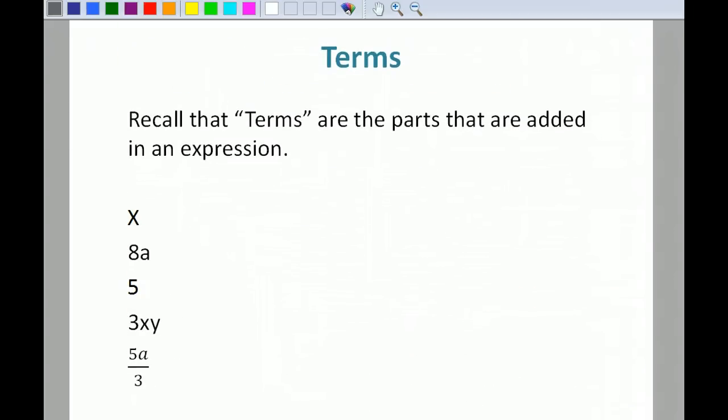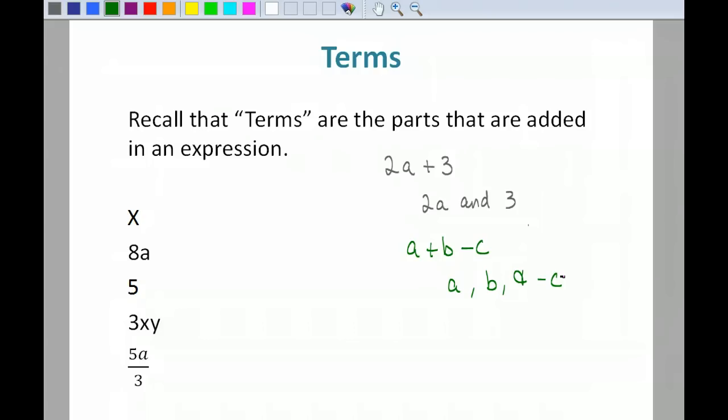Now let's look at terms. Remember we talked about terms before, and terms are the parts that are added in an expression. So if I had 2a plus 3, remember that the terms are 2a and 3. They're the two parts that are combined in the expression. Another one may be a plus b minus c. The terms in this expression are a, b, and negative c.